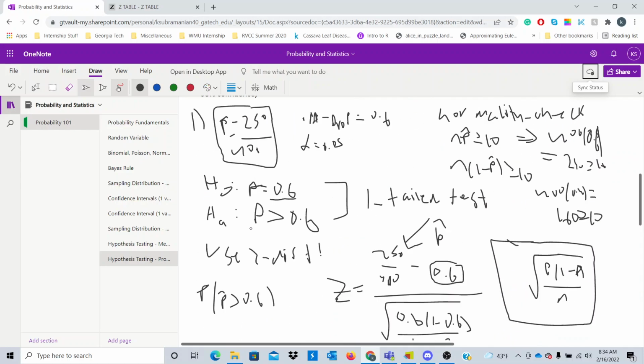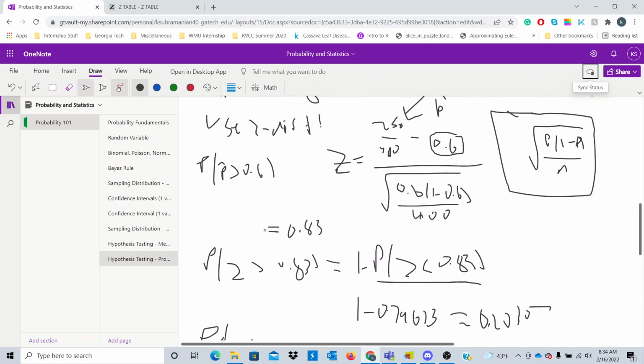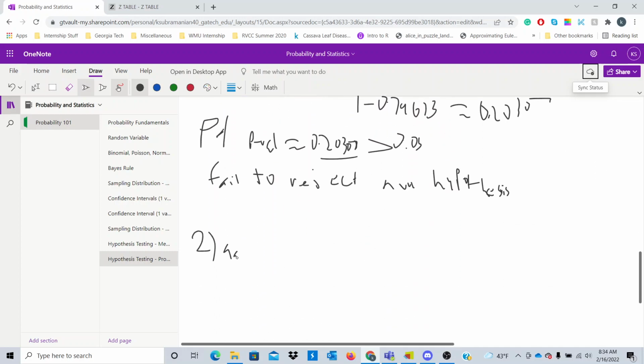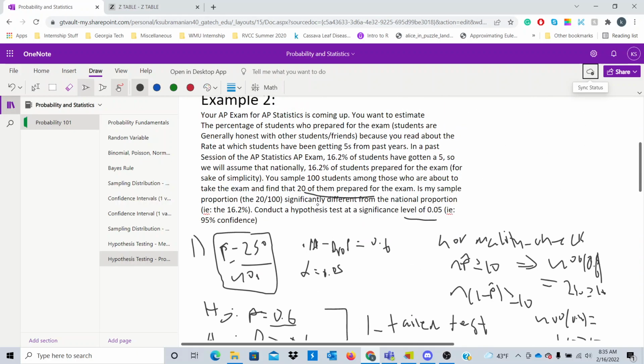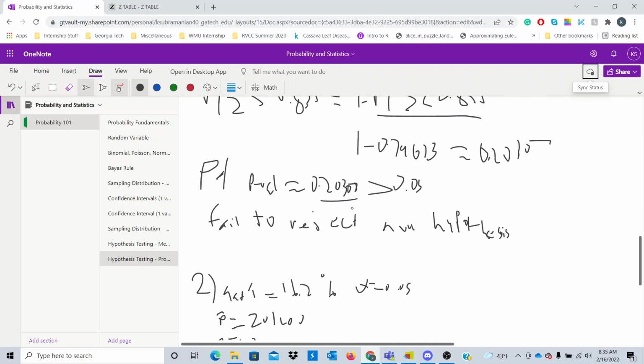So, what do we know from this problem, right? We know that the national statistic of students who prepare for the exam is 16.2%. We also know that our sample proportion, p hat, is 20 out of 100. We also know that our sample size is 100. We also know that the alpha we're going to use is 0.05. Let me double check. Yep, 20 out of 100 from our sample say they prepared for the exam, and we're going to use 0.05 as our significance level.